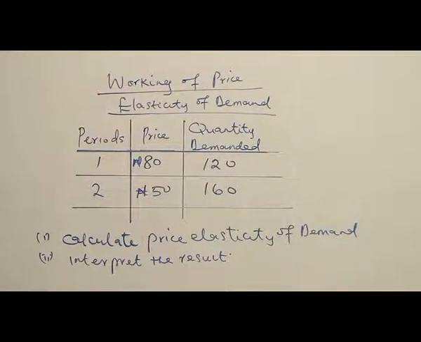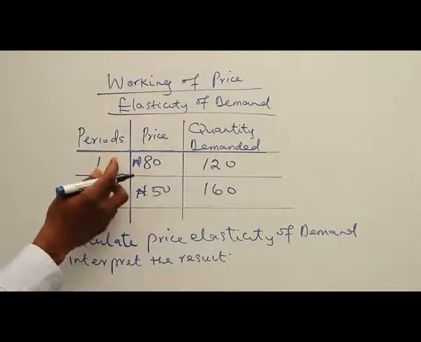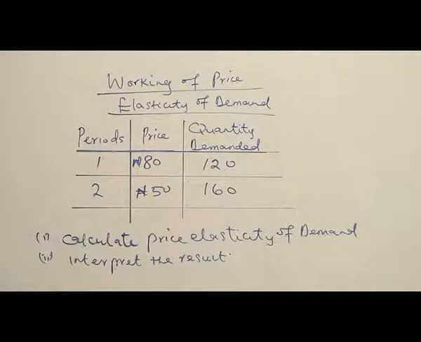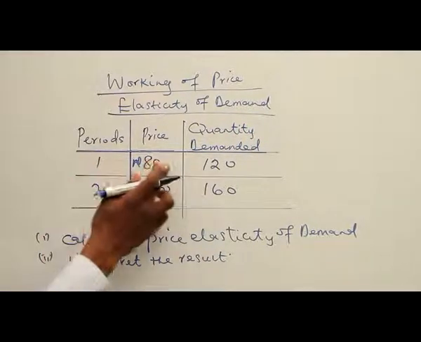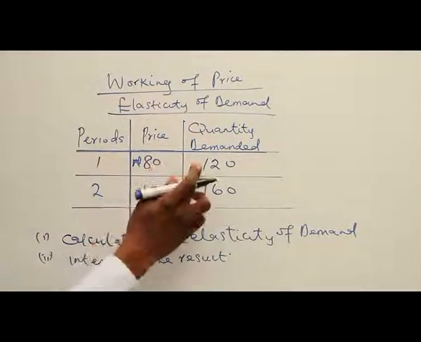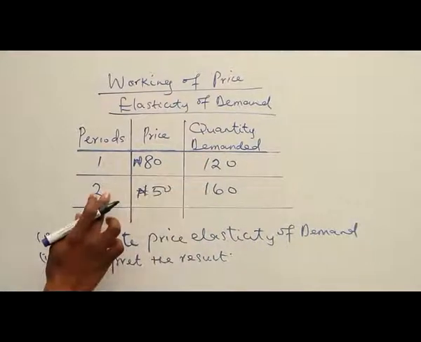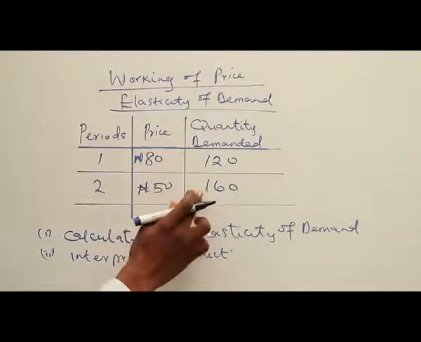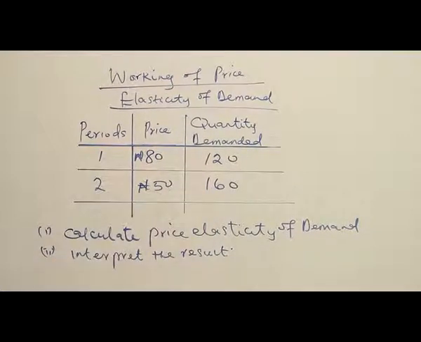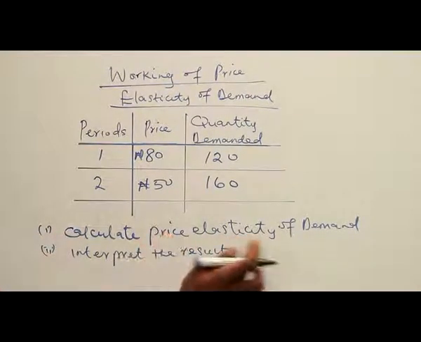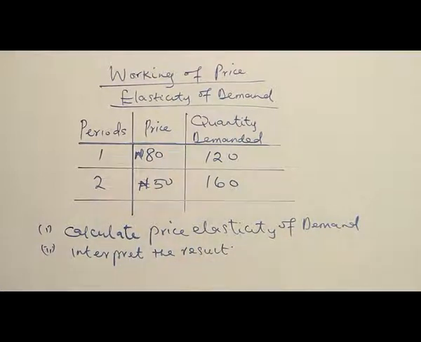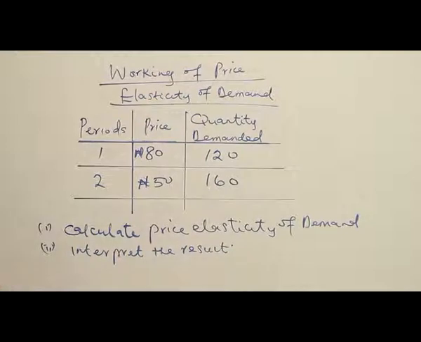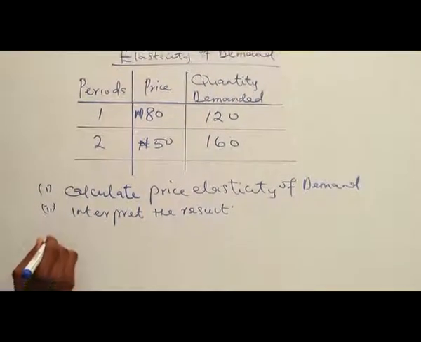Working on price elasticity of demand. Periods, price, quantity demanded. Period 1, 18 naira to be the price, quantity demanded 120. Period 2, price 15 naira, quantity demanded 160. Now, 1, calculate the price elasticity of demand. Then 2, interpret the result. That is Roman figure 2. Work it.